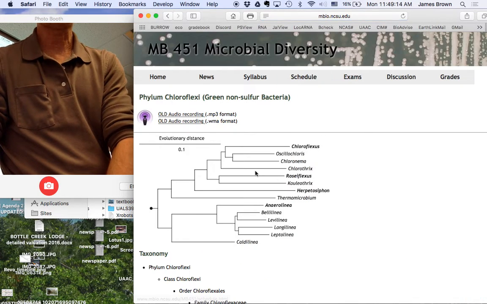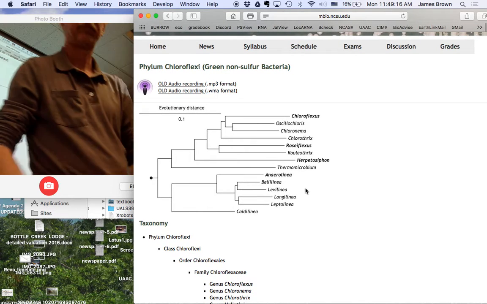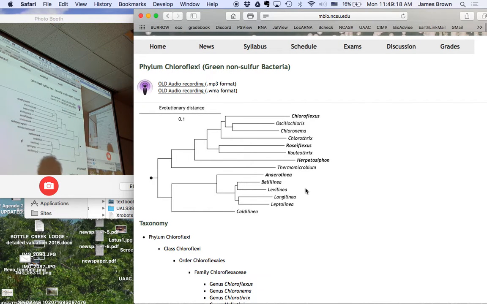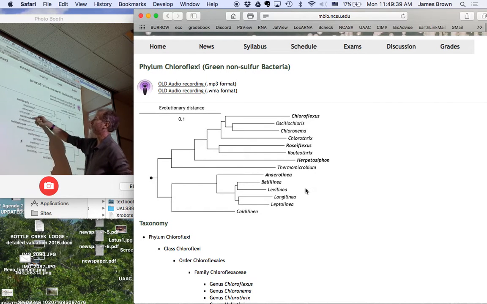So let's start with the Chloroflexi, or green non-sulfur bacteria. And the reason for that non-sulfur we'll get to in a little bit. By far and away, the best studied member of this group is Chloroflexus itself. And I showed you pictures of Chloroflexus mats the other day, these brilliant orange mats in Yellowstone, which are a combination of Chloroflexus and Roseiflexus.